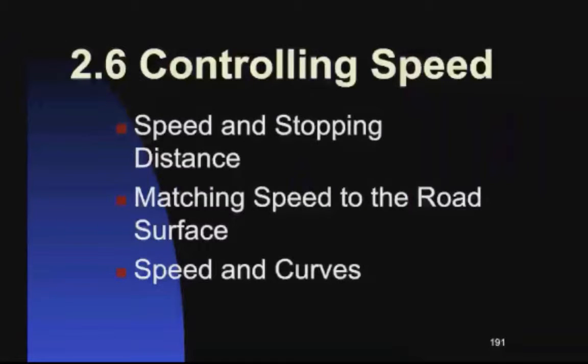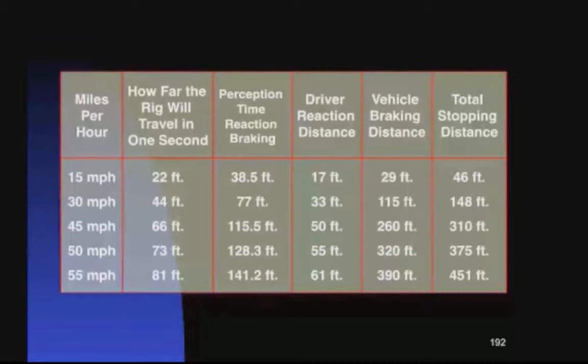2.6, controlling speed. Speed and stopping distance, matching speed to the road surface, speed and curves. How far will the rig travel in 1 second? If you're doing 15 miles per hour, you travel 22 feet per second. Perception distance is 38.5 feet. The driver reaction distance is 17 feet. The vehicle braking distance is 29 feet. Total stopping distance is 46 feet.